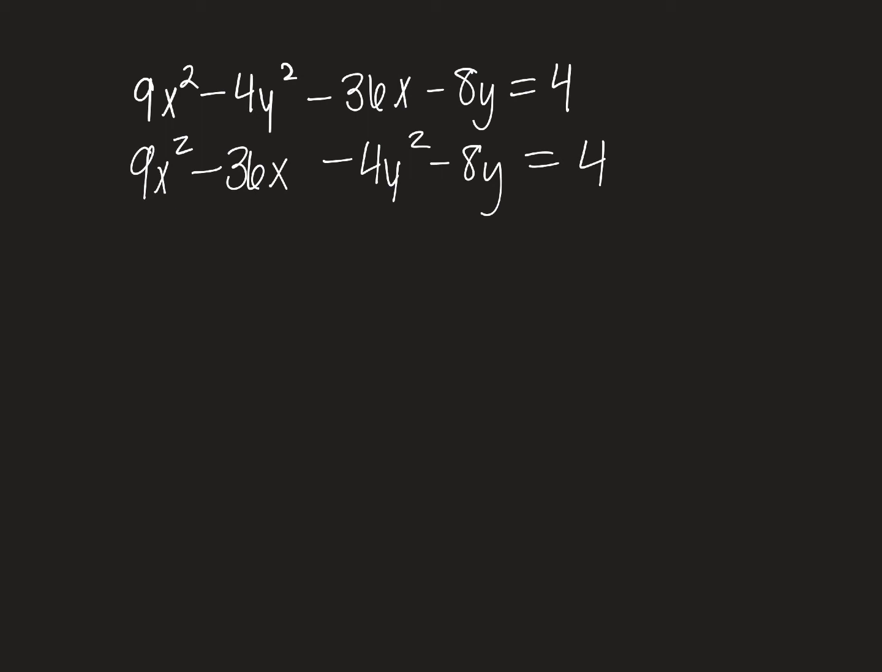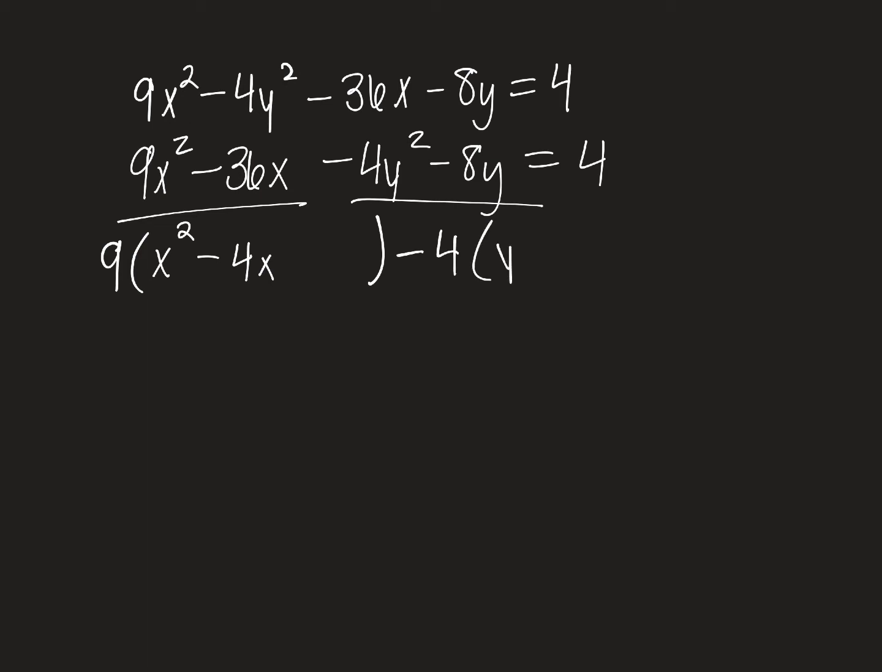So just like we did with the ellipses, we're going to split into groups and factor out what we can. So I'm going to take out a 9 here, which leaves me with x squared minus 4x, leaving a space to complete the square. For my second one, I'm taking out a negative 4, which is going to leave me y squared plus 2y. I took out the negative here because remember we need a minus sign in front of one of these.